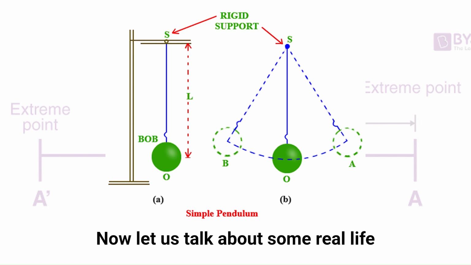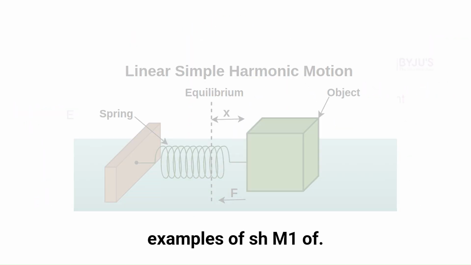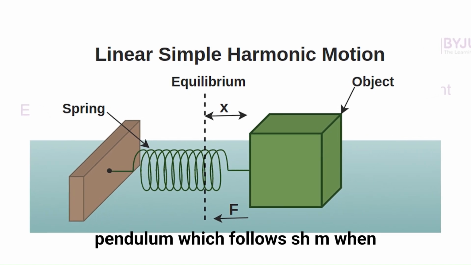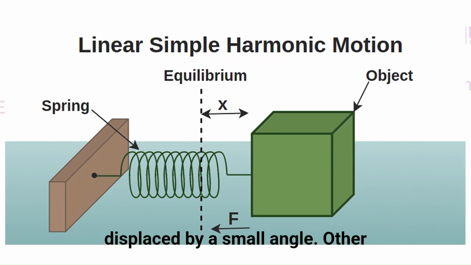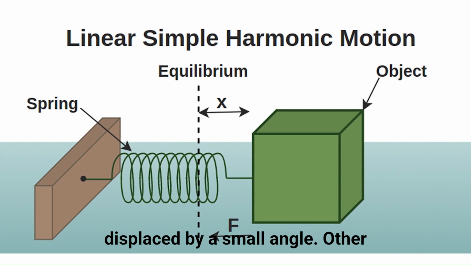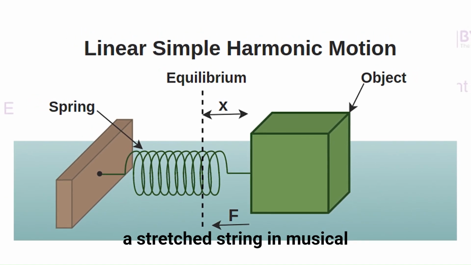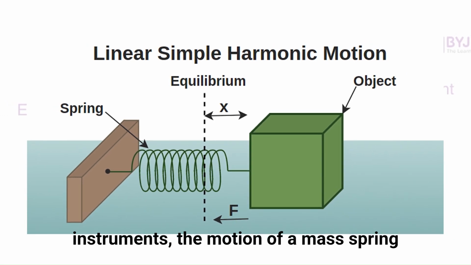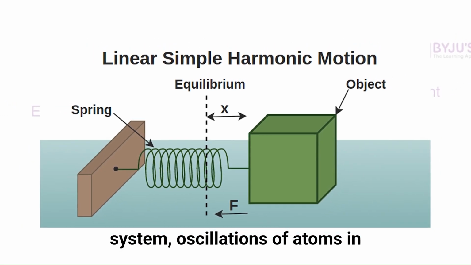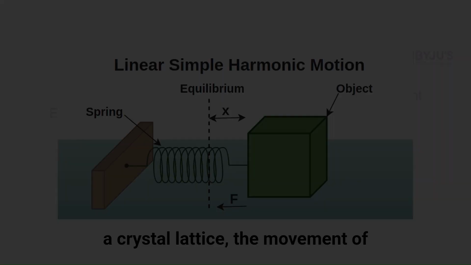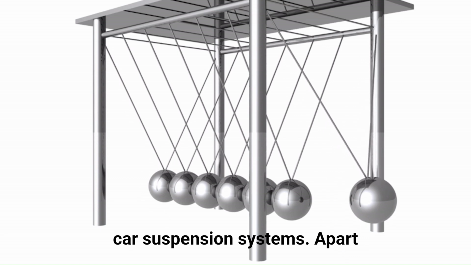Now, let's talk about some real-life examples of SHM. One of the most common examples is a simple pendulum, which follows SHM when displaced by a small angle. Other examples include vibrations of a stretched string in musical instruments, the motion of a mass-spring system, oscillations of atoms in a crystal lattice, and the movement of car suspension systems.